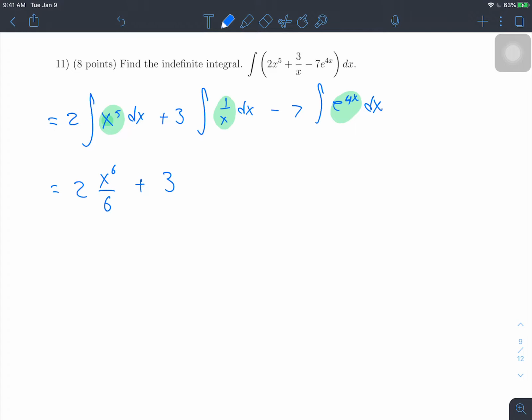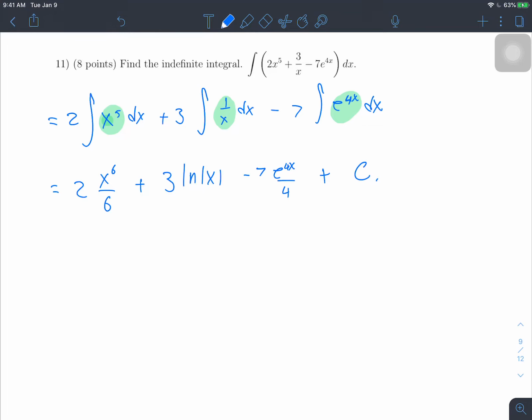Now I add to that 3 times the antiderivative of 1 over x, which is ln of the absolute value of x. And I'll subtract 7 times the antiderivative of e to the 4x, which will be e to the 4x divided by 4. And to all of this, I will add my constant c.